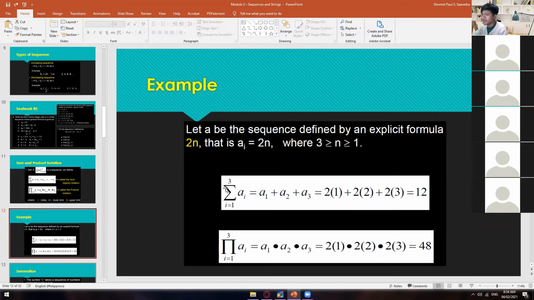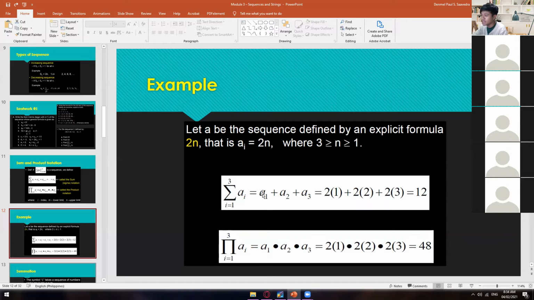So as you can see right here, we have the summation and then the product notation. So for the summation, we have this formula a sub i, wherein this a sub i is 2 times n. So if you're going to elaborate this one further, this one is actually a sub 1, a sub 2, and then a sub 3. So where did we get this one? It is the range from the lower limit up to the upper limit. And as you can see, this one is incrementing by 1. So it's a1 plus a2 plus a3.